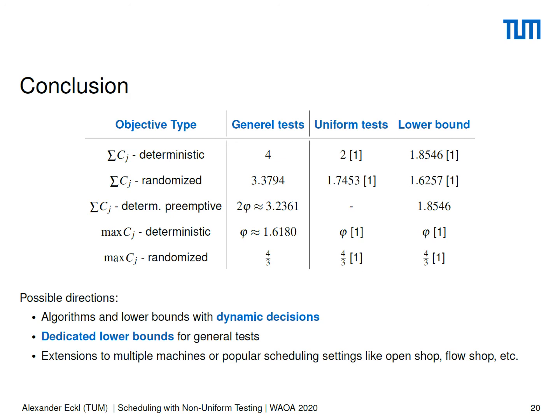Analyzing such dynamic decisions is hard, so we could, for example, start by dividing the schedule into a fixed number of time frames, each of which is then handled separately. Another interesting topic could be dedicated lower bounds for general tests, since all lower bounds so far also hold for the uniform case, and we might be able to improve the bounds by considering general tests only. Finally, the problem can be extended to multiple machines or other popular scheduling settings, like open shop, flow shop, or parallel machine settings.